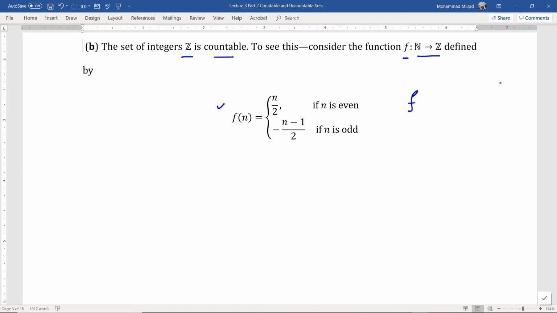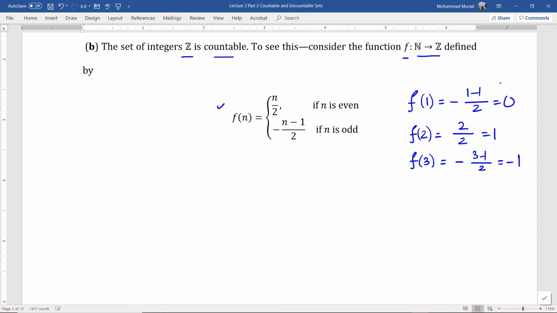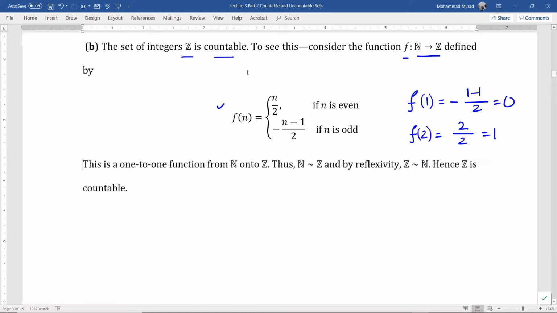For example, f(1) would be, since 1 is odd, we have minus of (1 minus 1) over 2, which is simply 0. f(2) equals, since 2 is even, 2 over 2, which is 1. f(3), since 3 is odd, we have negative of (3 minus 1) over 2, which is negative 1, and so on. This is a one-to-one function from the set of natural numbers onto the set of integers.